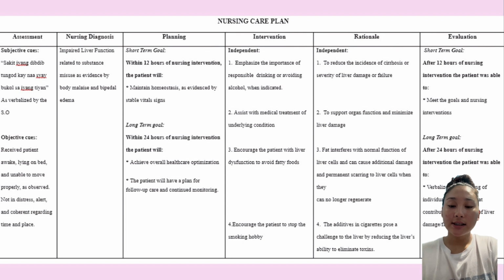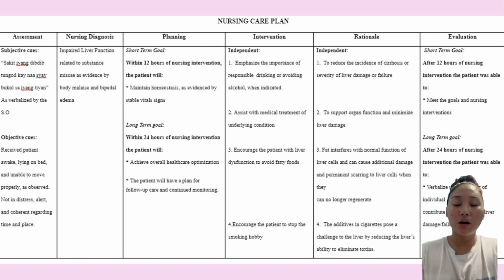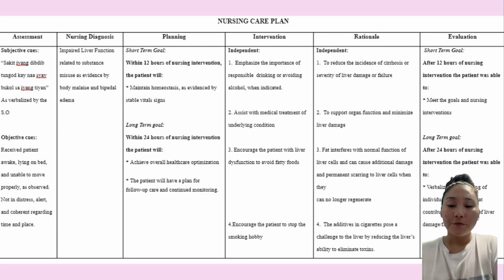Third is encourage patients with liver dysfunction to avoid fatty foods, because fat interferes with normal function of liver cells and can cause additional damage and permanent scarring to liver cells when they can no longer regenerate. Fourth is encourage the patient to stop the smoking habit, because the additives in cigarettes pose a challenge to the liver by reducing the liver's ability to eliminate toxins.